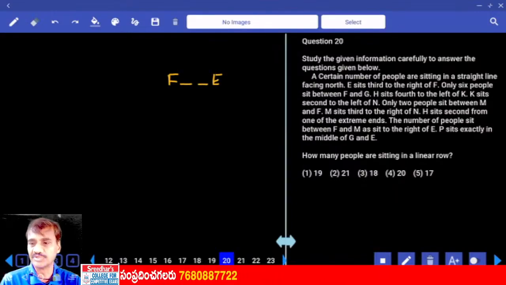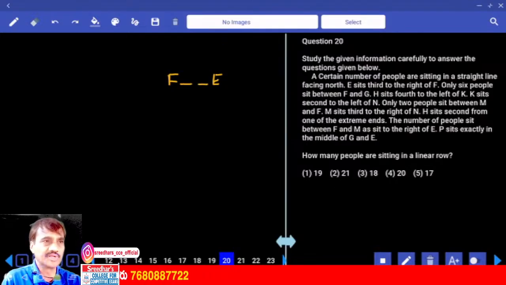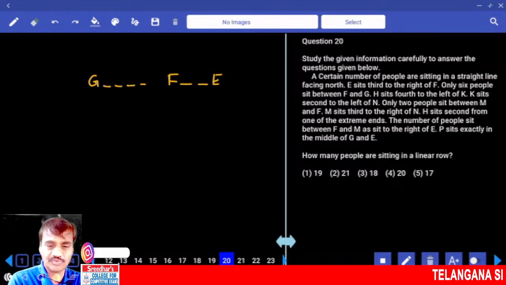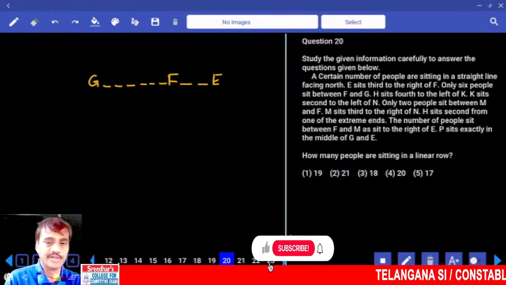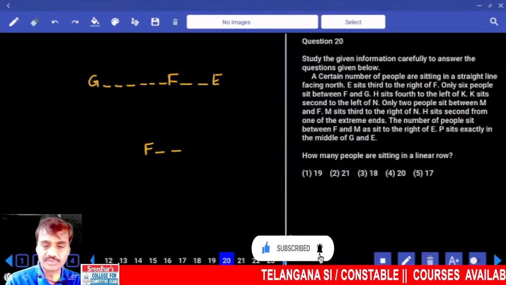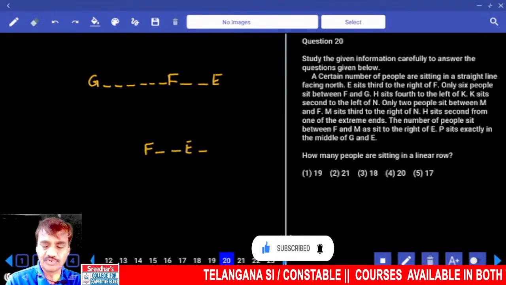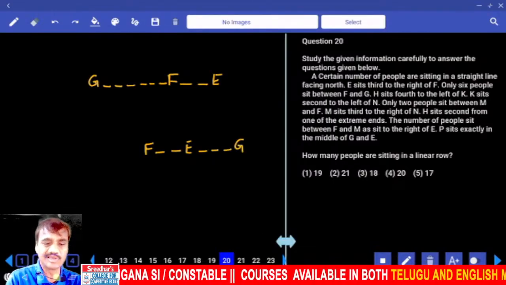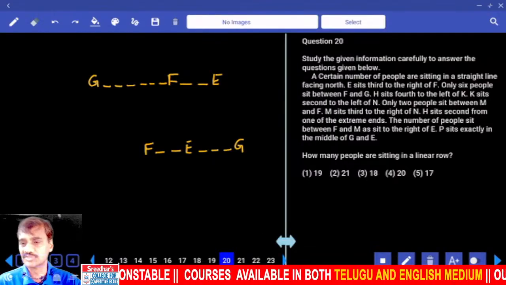Only 6 persons between F and G. Now in between F and G, how many people? 6 people. 1, 2, 3, 4, 5, 6. And only 6 persons between F and G. F is here, 1, 2, E. 1, 2, 3, 4, 5, 6. Clear? F and G. That means G can be either on the left hand side or the right hand side.